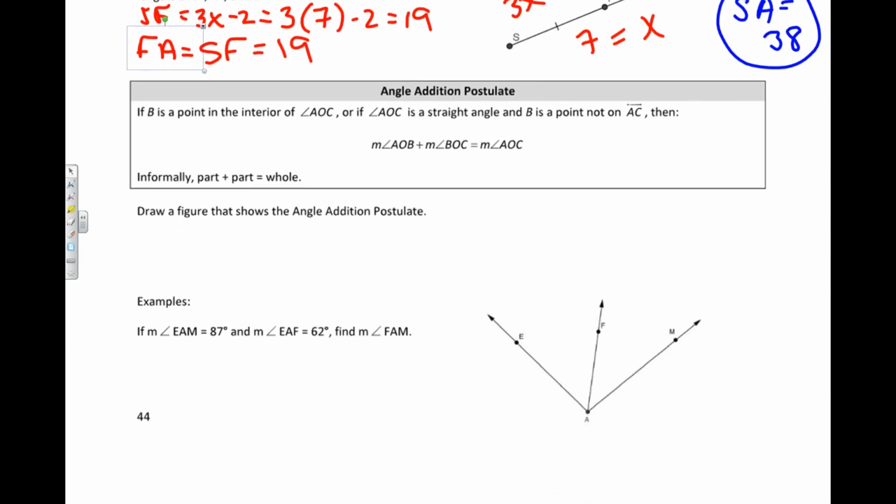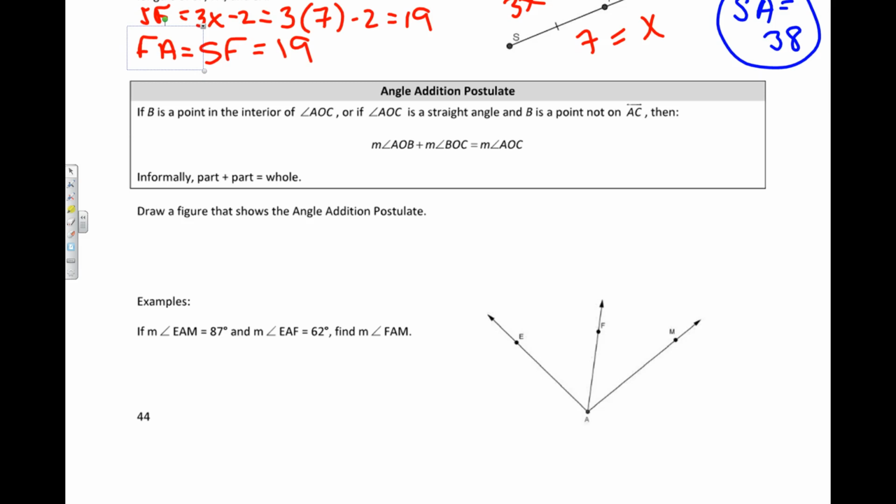All right, so we've talked about the segment addition postulate. Well, there's also an angle addition postulate, and it's still the same idea. It's still part plus part equals whole, just with a slightly more complicated diagram. If B is a point in the interior of angle AOC, or if AOC is a straight angle and B is a point not on AC, then the measure of angle AOB plus the measure of angle BOC equals the measure of angle AOC.